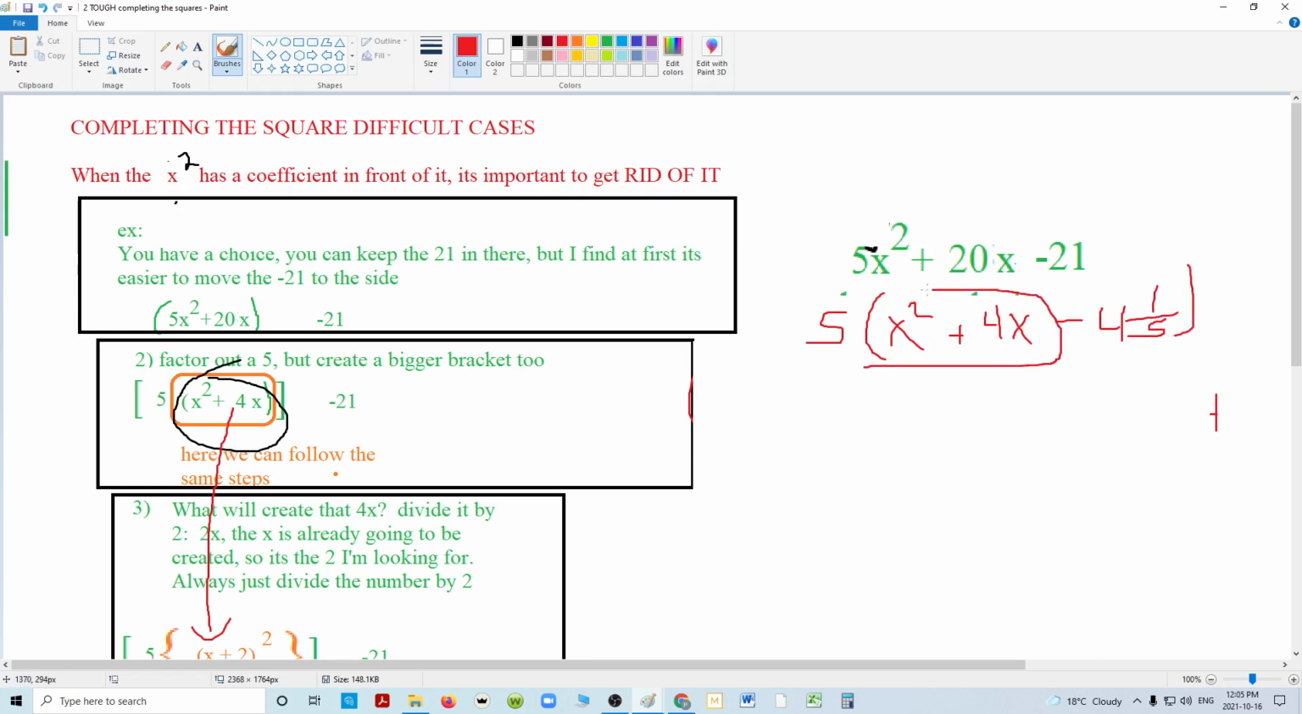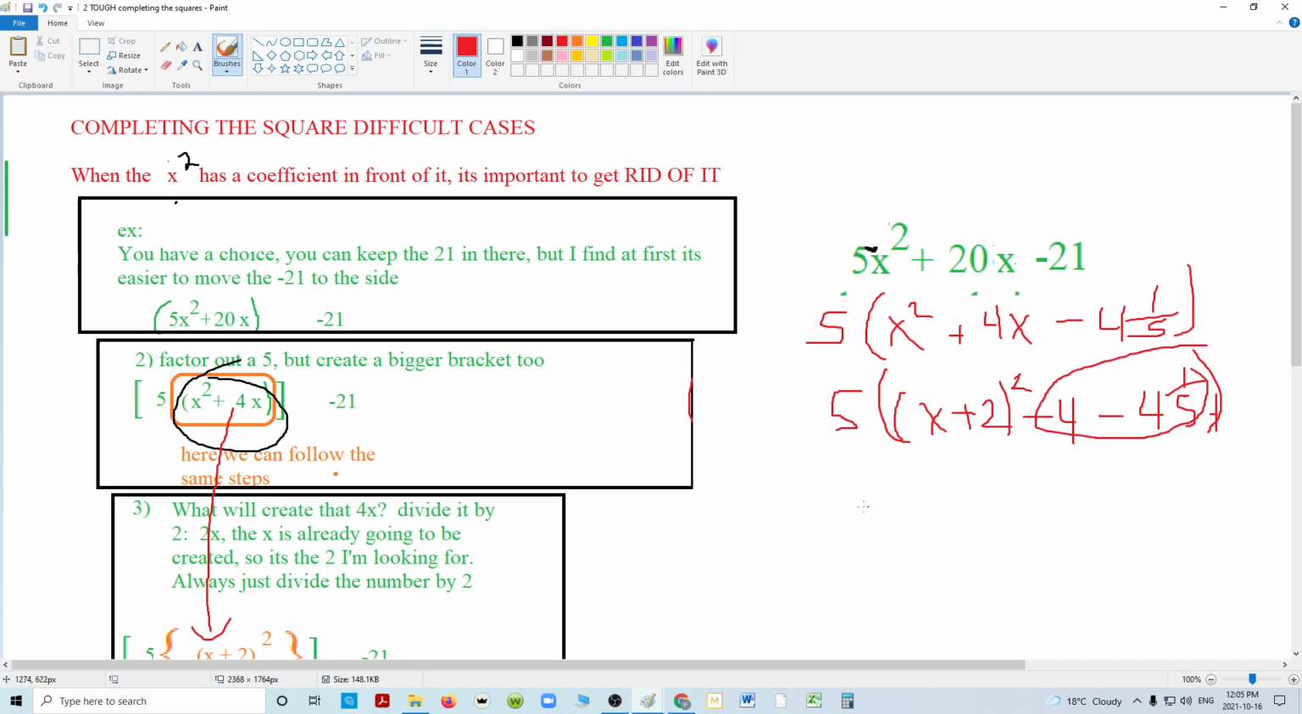Now I can see that I have to complete the square here normally. So I get x plus 2 squared, and I have to get rid of that unwanted 4 still. And then I have this minus 4 1/5. So you can see that it gets pretty complicated. And it's all being multiplied by 5. Now it still works, but I must add my like terms.